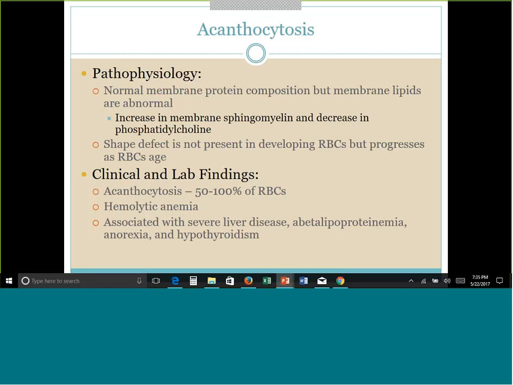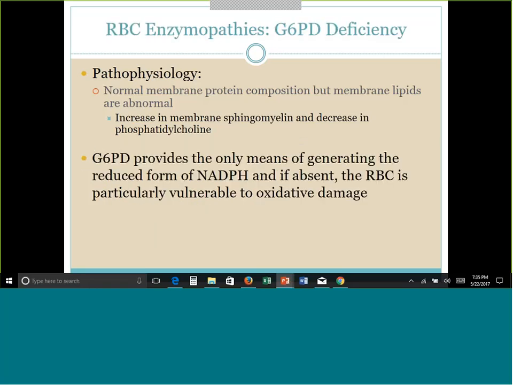It can also be associated with liver disease and abetalipoproteinemia, that's always a fun word. These are things that involve lipids. Your liver makes a lot of your lipids. Abetalipoproteinemia means that you're without certain types of lipids, so things like that.